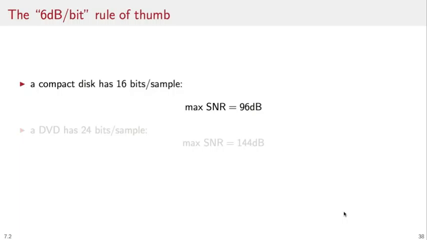So for instance, a compact disc has 16 bits per sample, so the maximal signal-to-noise ratio that you can achieve in a CD is 96 dBs. A DVD, on the other hand, has 24 bits per sample, so your signal-to-noise ratio grows to 144 dBs.